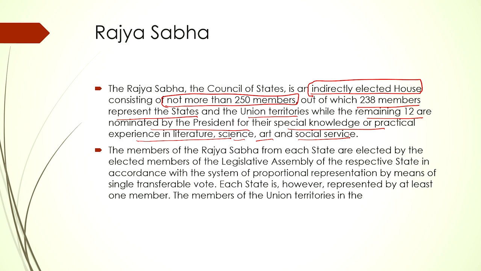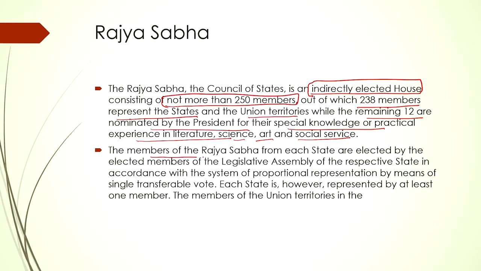So, through this we can understand the composition of the Rajya Sabha: not more than 250 members, out of which 238 members are elected from the different provinces or states, and the rest, 12 members, are generally appointed by the president, who represent different fields of literature, science, art and social services.